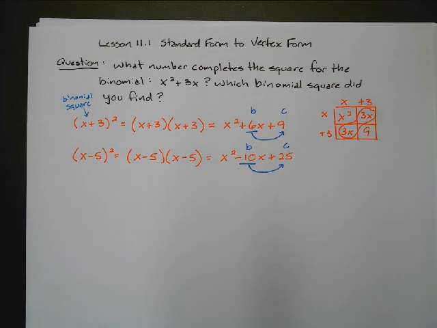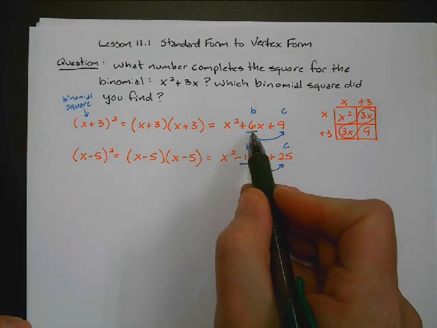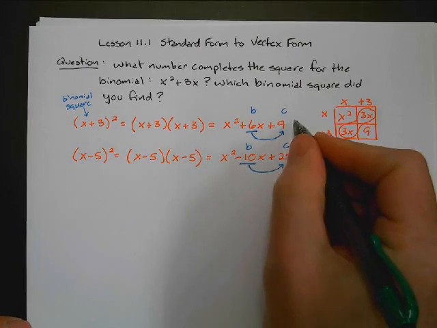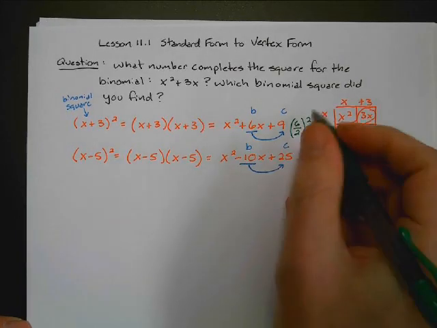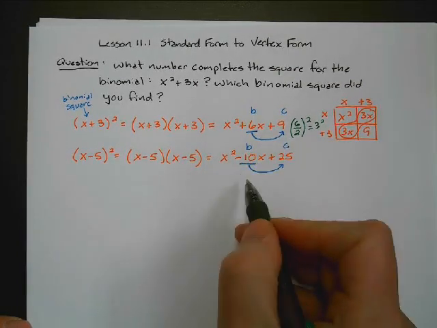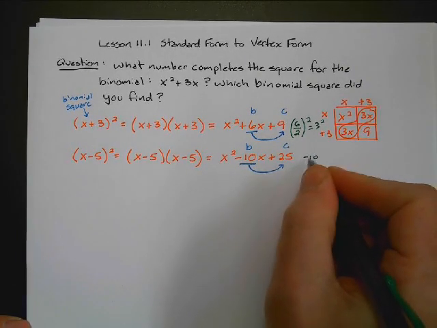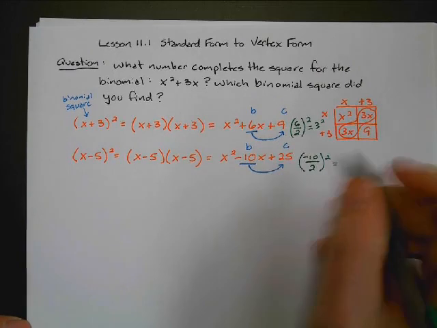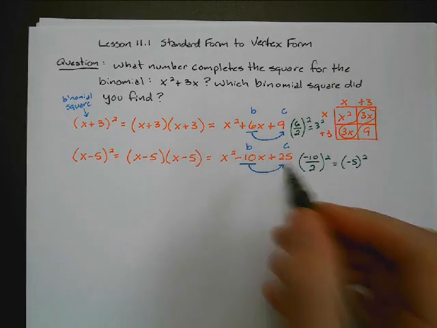Okay, so some of you might have gotten it already. The pattern is, if you took this 6 and divided by 2, and then squared that value, you would get 9. So 6 divided by 2 is 3, and then 3 squared would give you that 9. And the same set of operations works for negative 10. If you take negative 10 and you divide by 2 and then you square it, you get this 25. Because you get negative 5 times negative 5, which is positive 25.